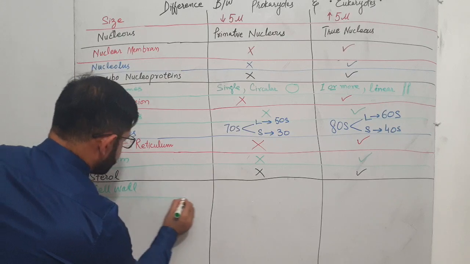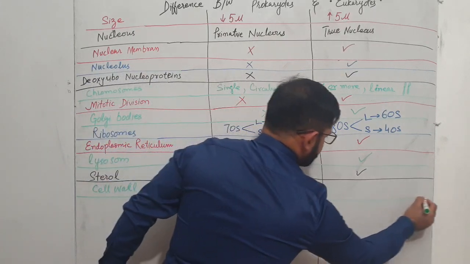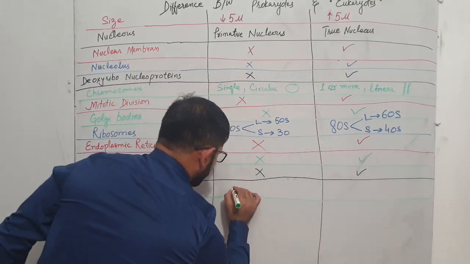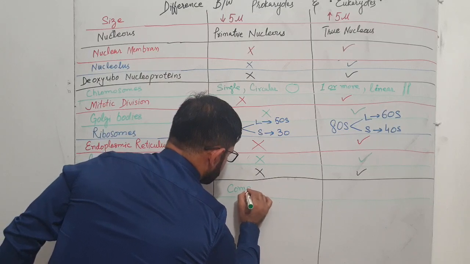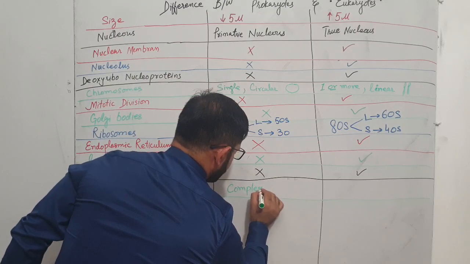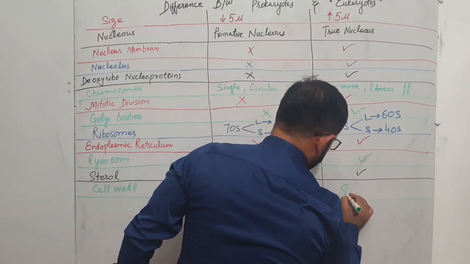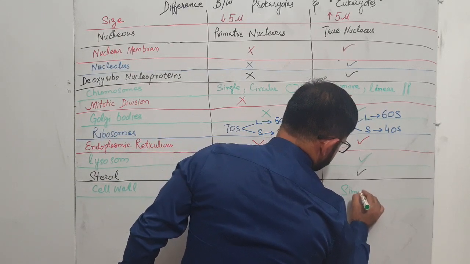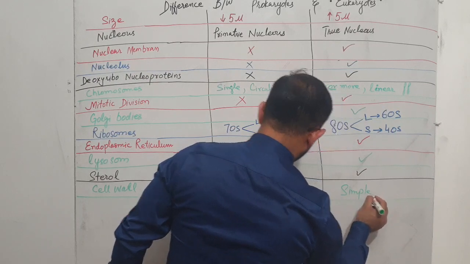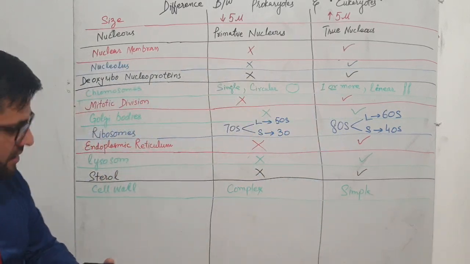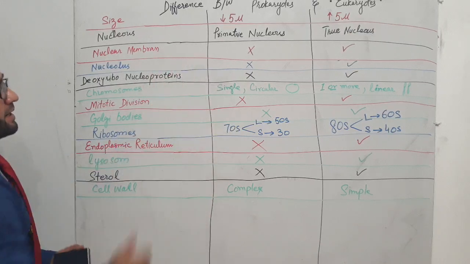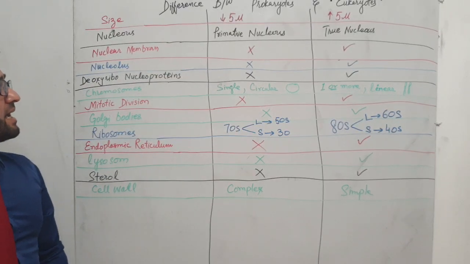Okay. Now cell wall. The cell wall of the prokaryotic cell is complex type, while the cell wall of the eukaryotes is simple type. Clear? The cell wall of prokaryotes carries N-acetylmuramic acid.